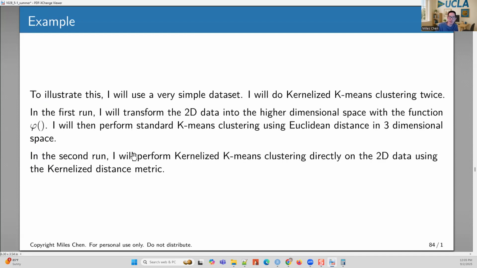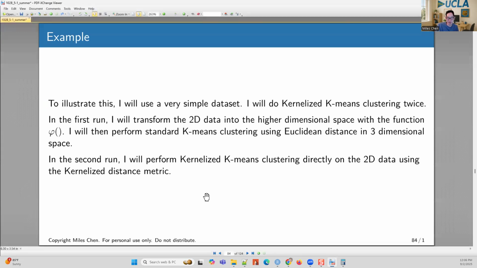So here I'm going to do a very simple data set and show how this is going to run here. And so I want to illustrate this.